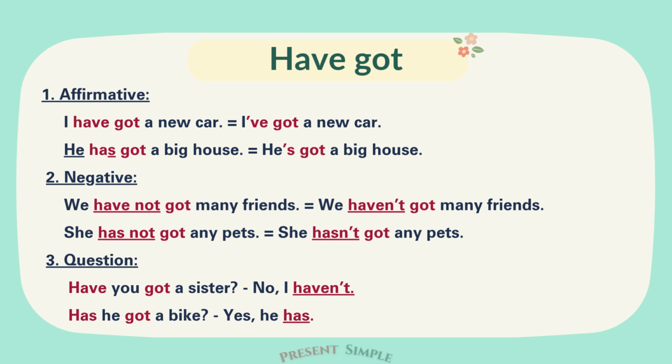For example, have you got a sister? No, I haven't. Has he got a bike? Yes, he has.